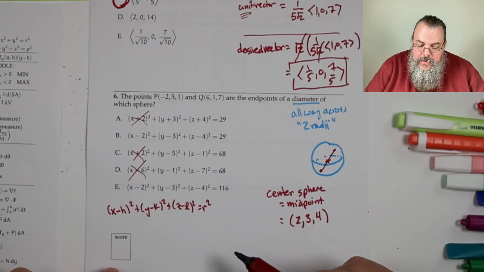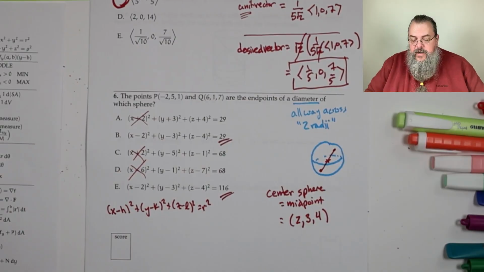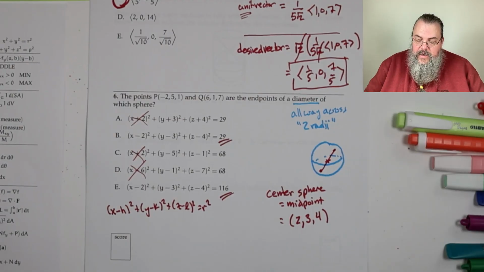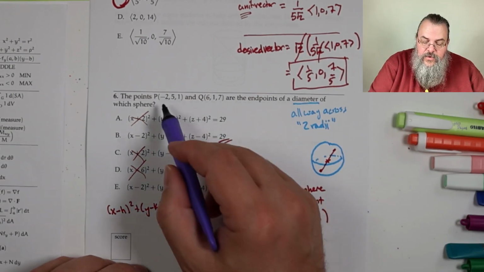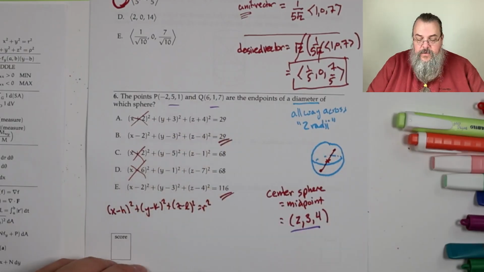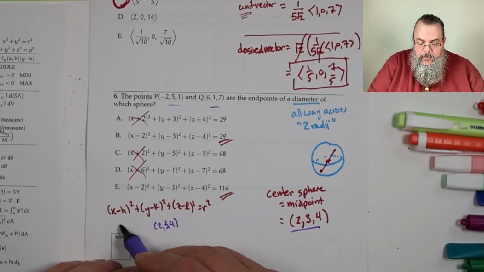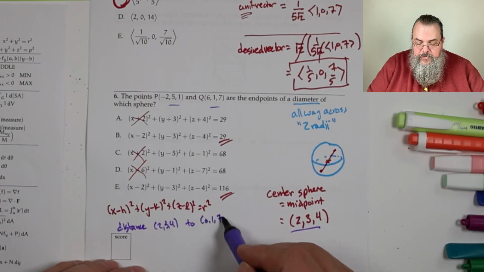Okay, well, what's the difference? Well, the difference is this right-hand side. So we've got to figure out, what's the radius? Well, for that, we go from the midpoint to either one of these. Doesn't matter which one. So let's go from 2, 3, 4, and we're talking distance at this stage, from 2, 3, 4 to, let's say, 6, 1, 7.